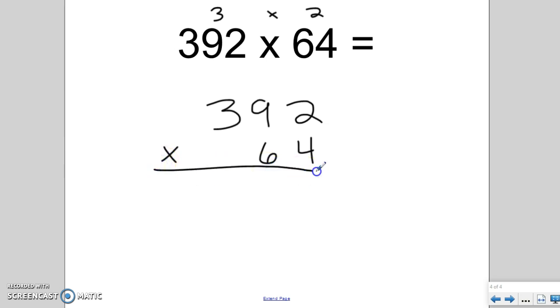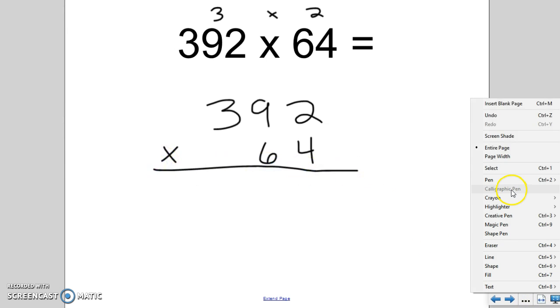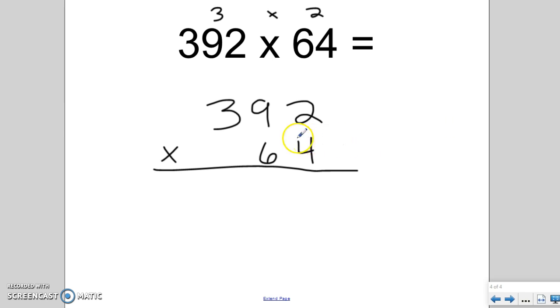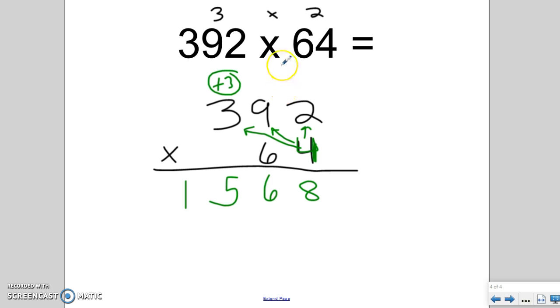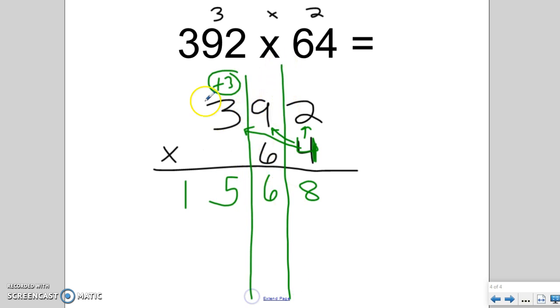All right, step 1, we're going to go ahead and multiply by the digit in the ones place first, which is the 4. So 4 times 2 is 8. 4 times 9 is 36. Put the 6 down, carry the 3. 4 times 3 is 12, plus 3 more would be 15. And you'll notice everything is lined up brilliantly. Do you guys see how great I did lining each digit up with a place value spot?